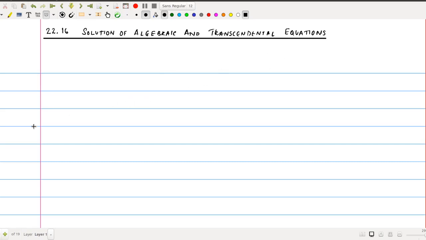Algebraic equation means polynomial like equations. We can easily solve algebraic equations of degree up to 4, but if you are given an arbitrary equation, there is no method to solve those equations other than numerical methods. So in this module we will discuss some different kinds of numerical methods to solve those equations.